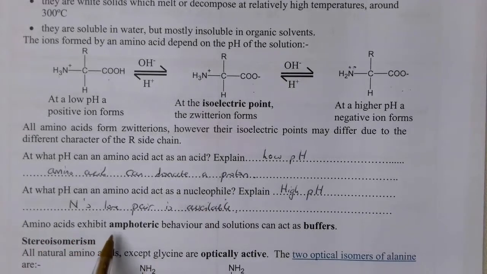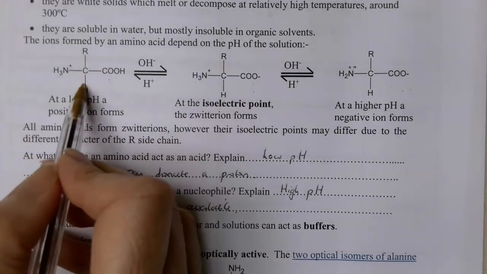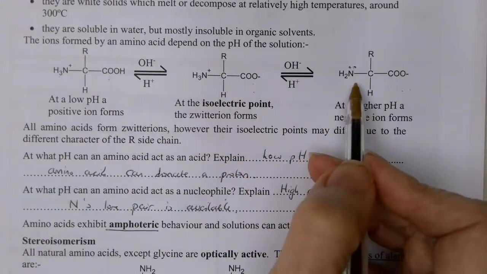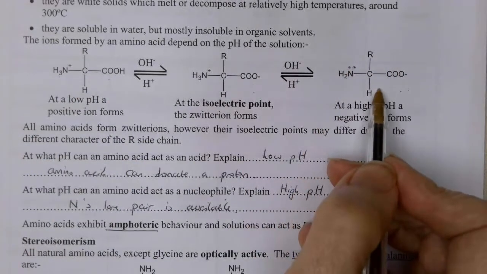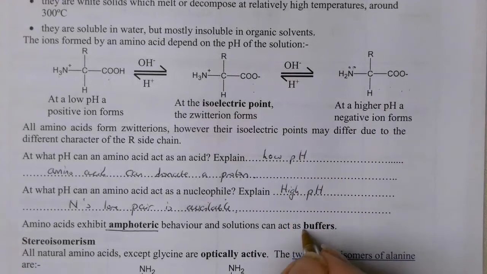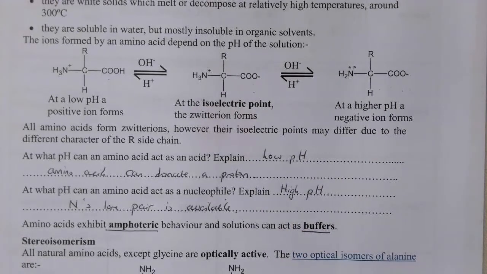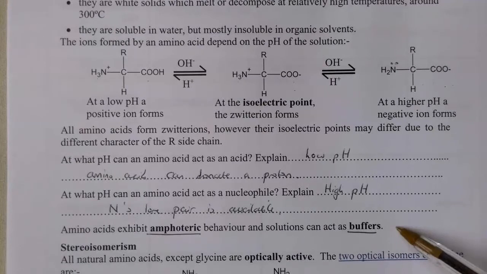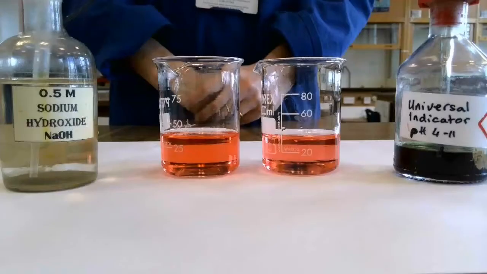So amino acids exhibit what we call amphoteric behaviour. They can both gain and lose hydrogen ions. So they can gain hydrogen ions to form this species, they can lose hydrogen ions to form this species. And that's what makes them a buffer. A buffer is a solution that resists changes to pH on additions of small amounts of acid or alkali. And we're going to be looking at their buffering ability in the little practical which is coming up next.